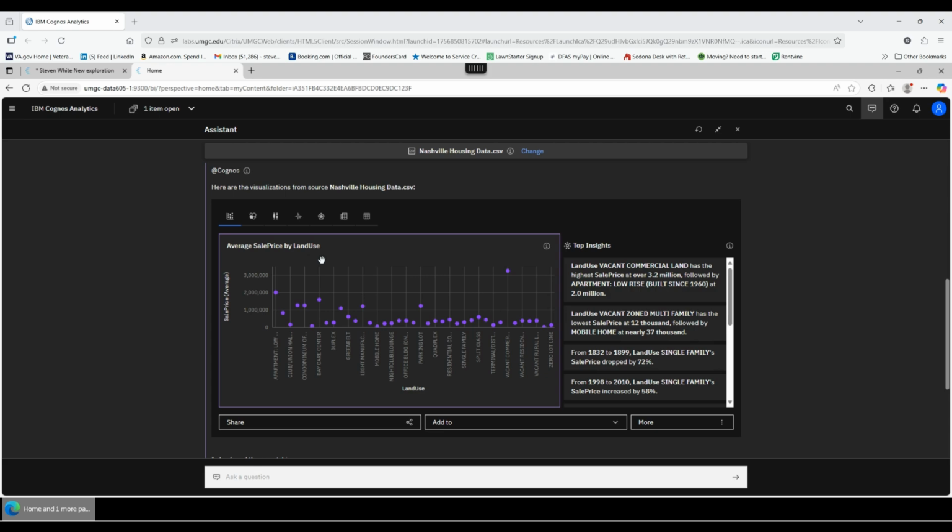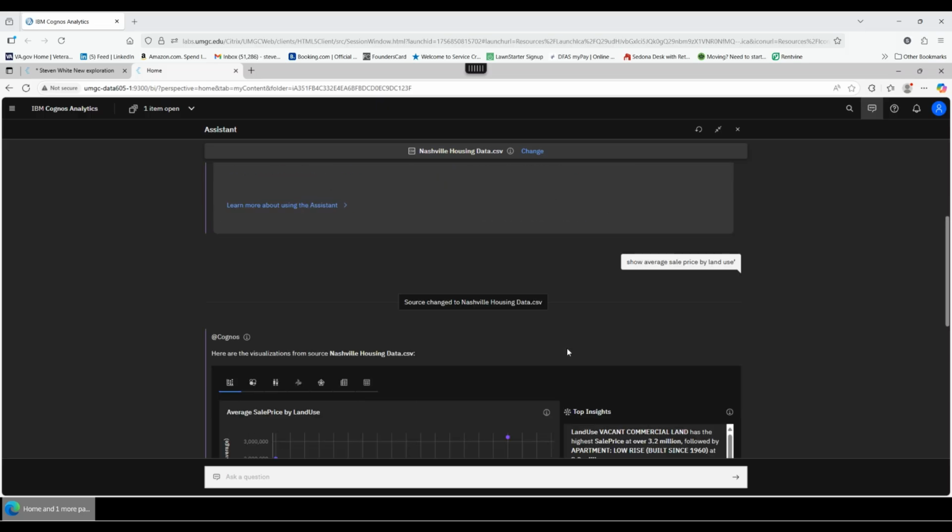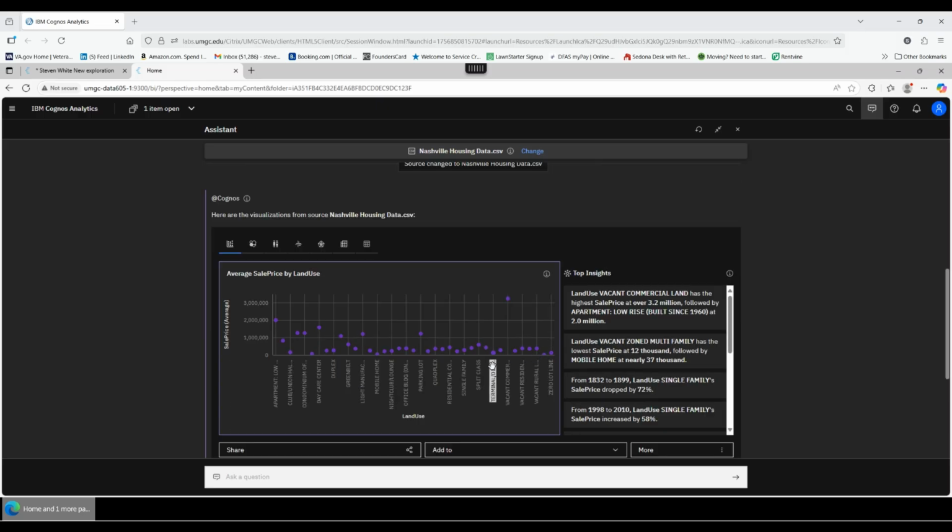The Cognos Assistant assisted with the data exploration process. It makes things very simple. For example, I put in a query to show the average sale price by land use. So just looking at the data, you could see the average sale price for a duplex or a mobile home or a different type of property.